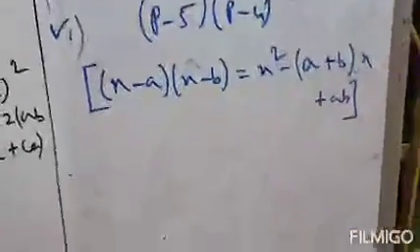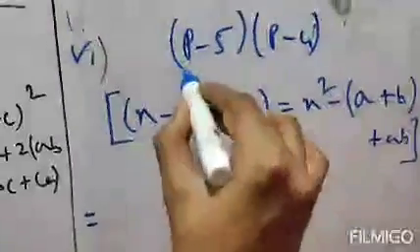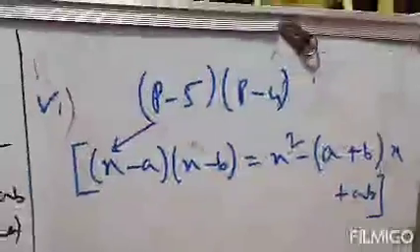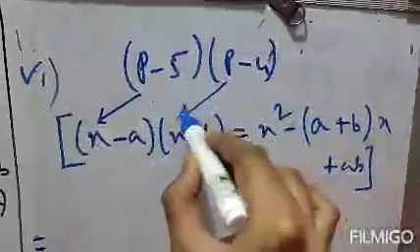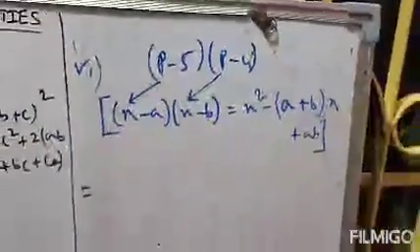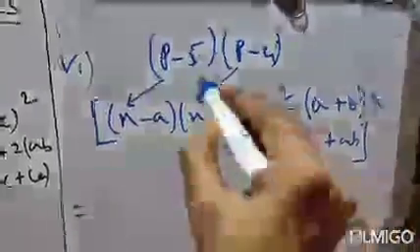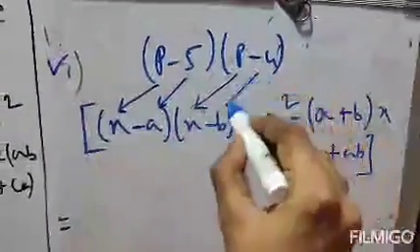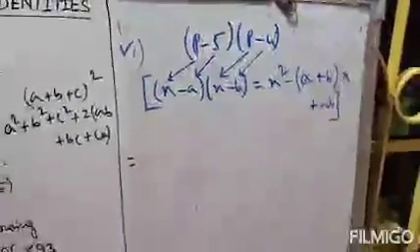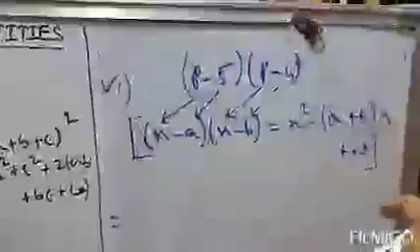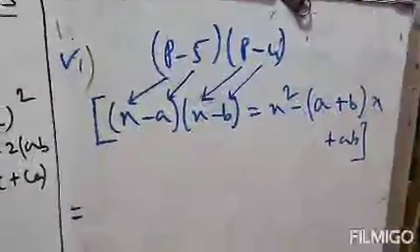Clear? Now put this in your formula. So this is your x, the value of x is p, and here also this is your x. So if the value of x is p, a is 5 and b is 4. Clear? Don't do this in your exams. I am repeating again, I am just showing you to better understand this, so that you can put the formula.